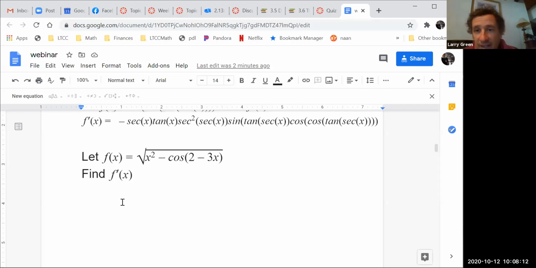Okay, let's take a look. At least we have one guess in there, or one try. So what I like to do, very first thing, is I like to get rid of that square root and just turn it into a 1/2 power.